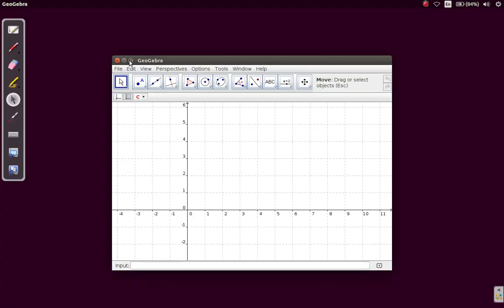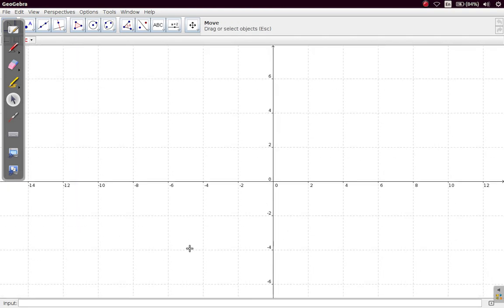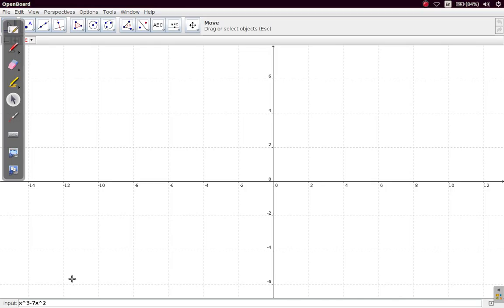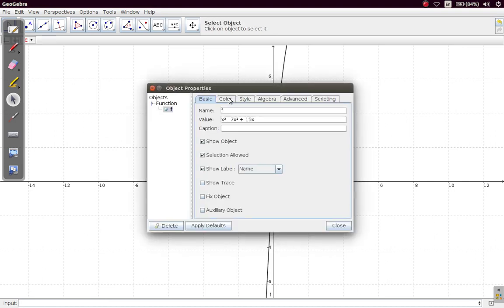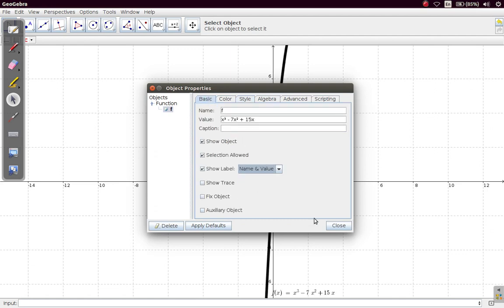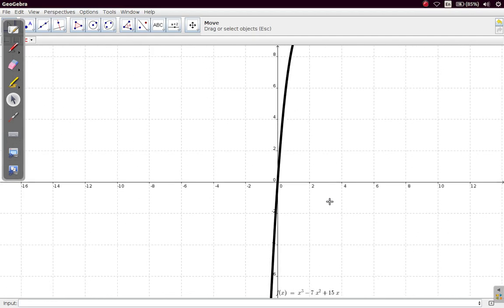Let's maximize GeoGebra. So we have x to the power of 3 minus 7x to the power of 2. What else does it say? Plus 15x. Okay. Let's make, this is part of our graph. Let's set it up a bit first. Let's make it thick. And I like to see the equation on the graph. Let's zoom out and see it wider.